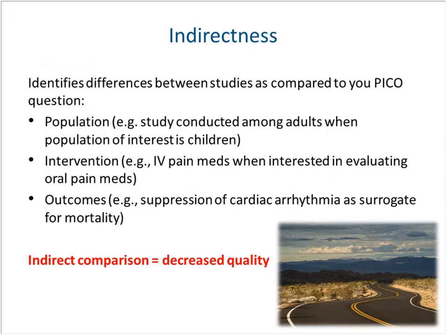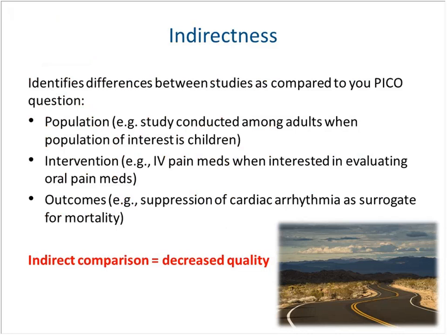But when you think about those GRADE criteria, they also can be used for assisting with article selection and that inclusion-exclusion perspective. And this is really why. When you're looking at the first criteria, which is indirectness, really what that does is help to identify differences between studies compared to your PICO question.